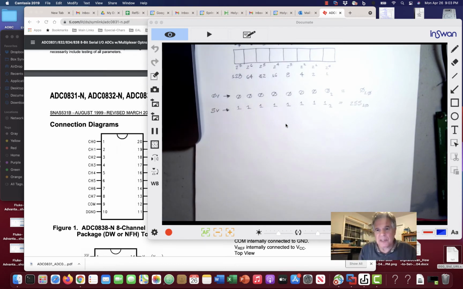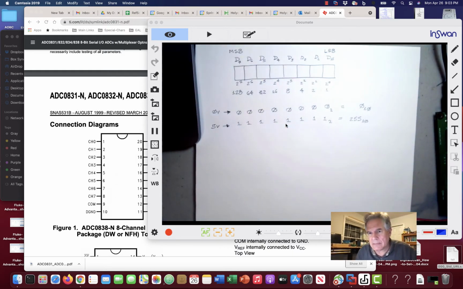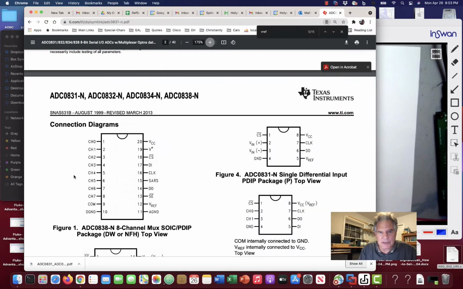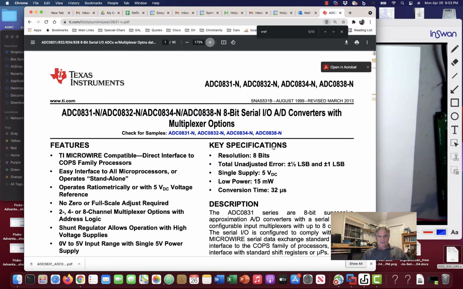So, be that as it may, you can see all that stuff there. Let's just take a gander at our microcontroller data sheet here. This data sheet covers, you can see, a lot of devices. The ADC0831 is a one-channel analog to digital converter, or A to D converter, or ADC. There's a lot of names used.